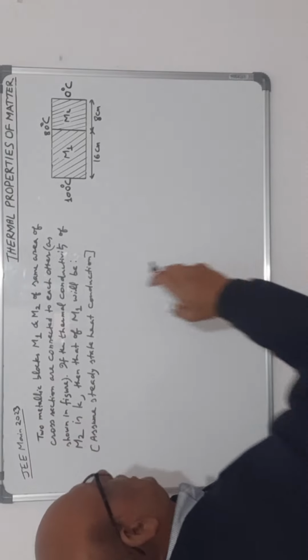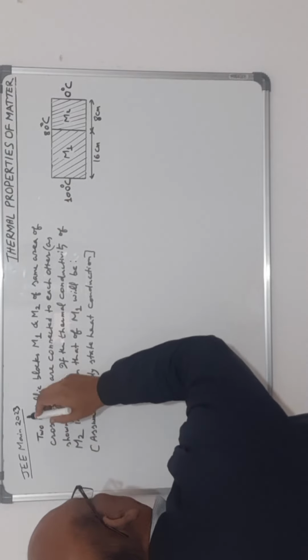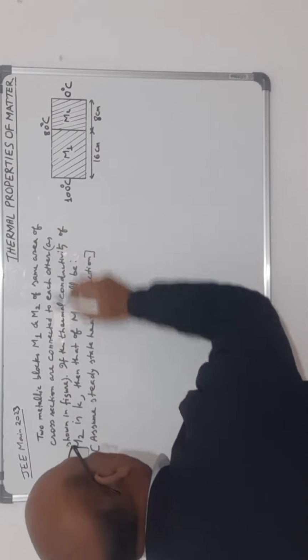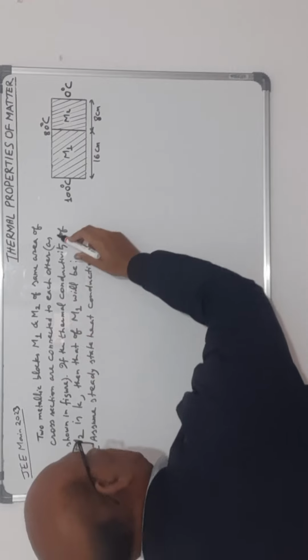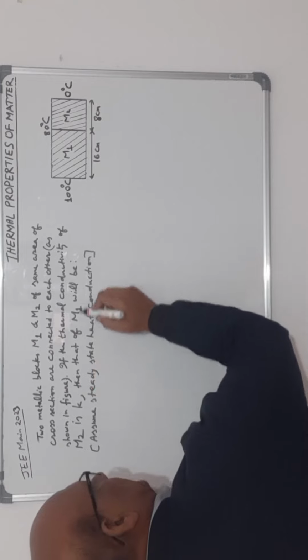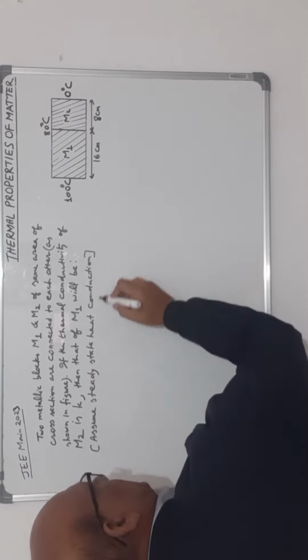बच्चों, this question related to thermal properties of matter was asked in JEE Main 2023. That is, two metallic blocks M1 and M2 of same area of cross section are connected to each other as shown in the figure. If the thermal conductivity of M2 is K, then that of M1 will be? Assume steady state heat conduction.